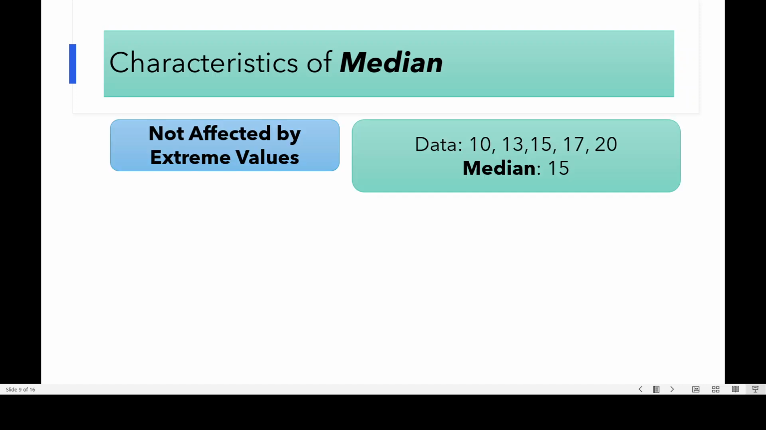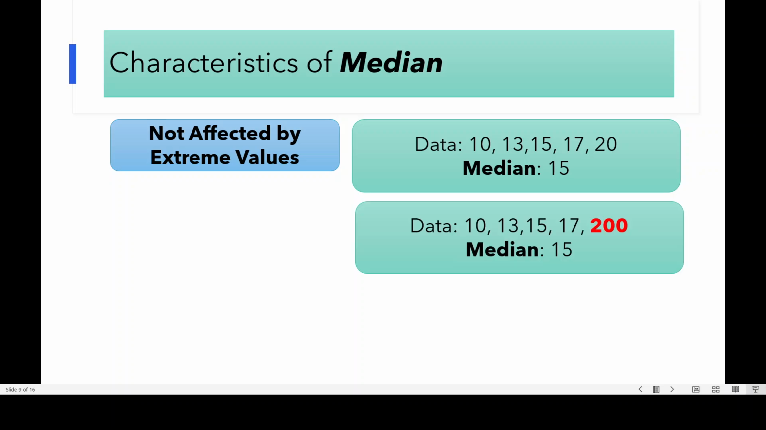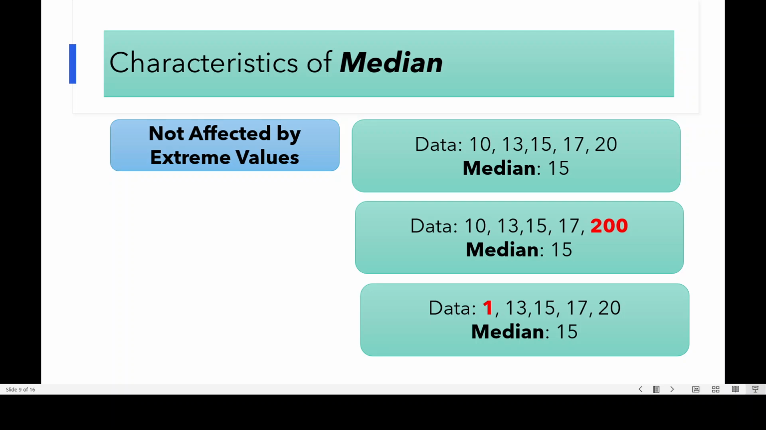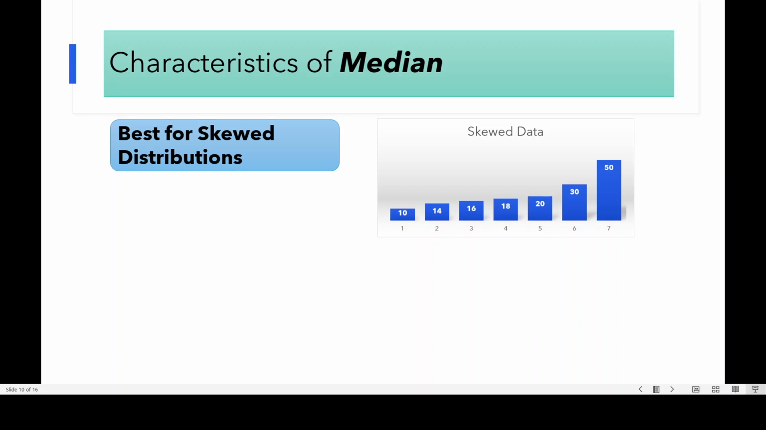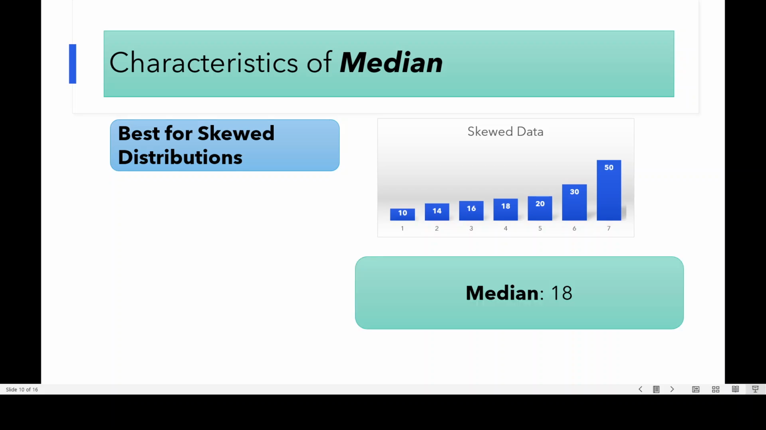Characteristics: it is not affected by extreme values because it considers the middle value only, which makes it a more reliable measure for skewed distribution. Here, if we replace the 20 with 200, median will still be 15, and if we replace the 10 with 1, median is still 15. So when the distribution is skewed, this is the more appropriate measure of central tendency. Best for skewed distribution. If the data is like this one, we will use the median.